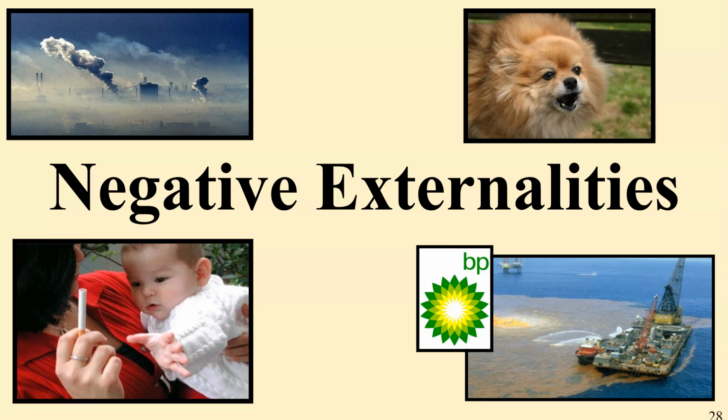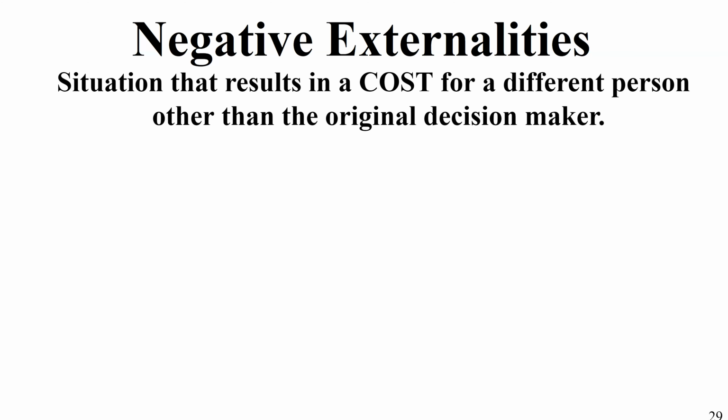So these are called negative externalities, and we see them time and again. Everything from the barking neighbor's dog to oil spills to smoking to pollution. All of these are negative externalities. And what do we mean by that? Well, it means that somebody else is going to be paying the cost of cleanup, of having to fix the situation.